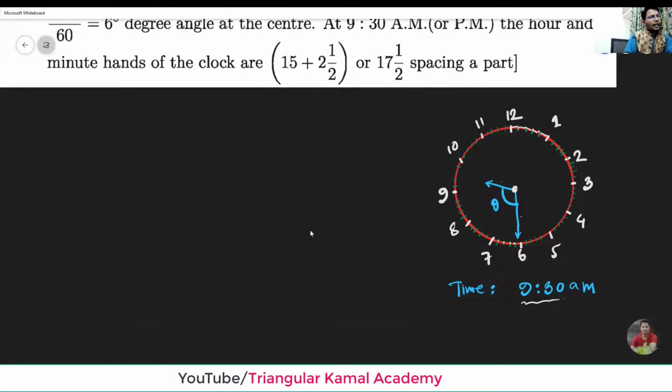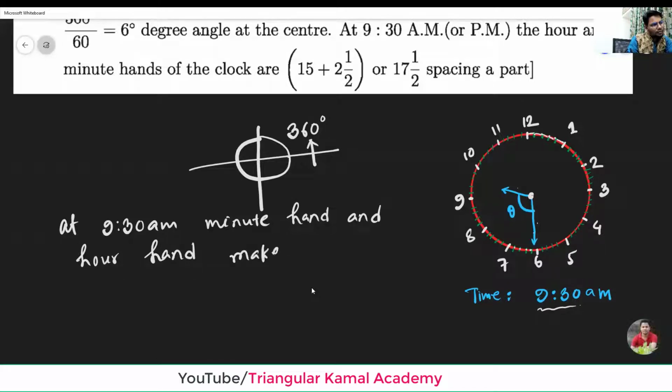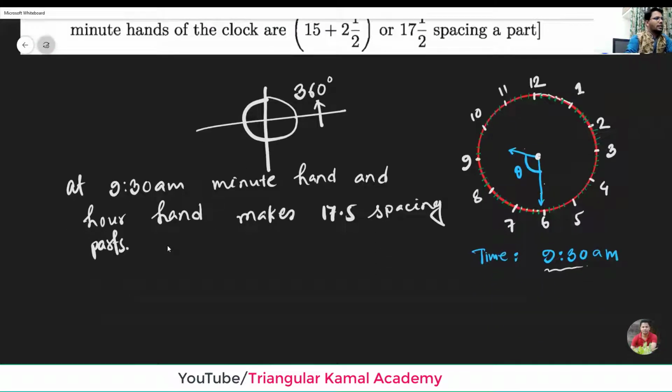Again, in 60 minutes, the minute hand completes one full rotation of 360 degrees. In the same way, we can say here 60 spacing parts, that means 60 minutes, cover 360 degrees. So now we can say at 9:30 a.m., the minute hand and hour hand make 17.5 spacing parts. This is the first step of question number 11.